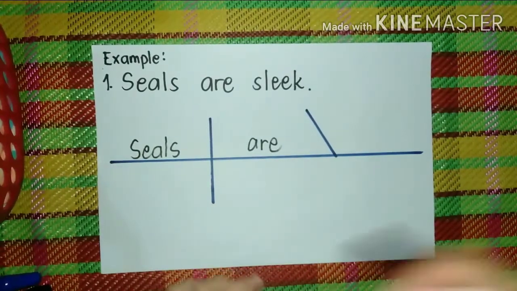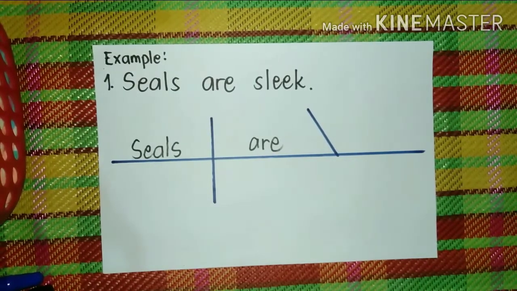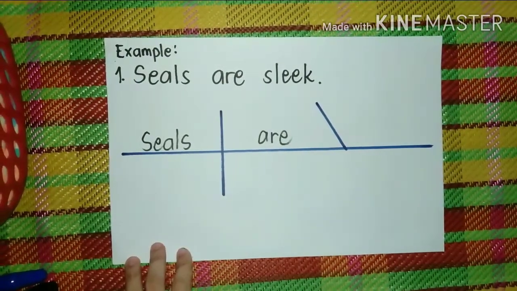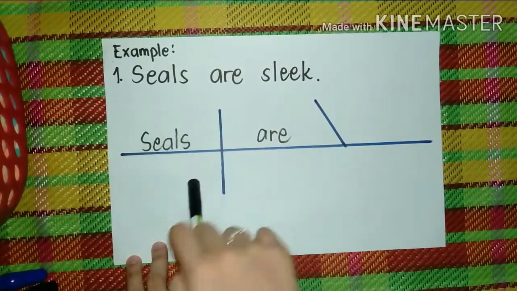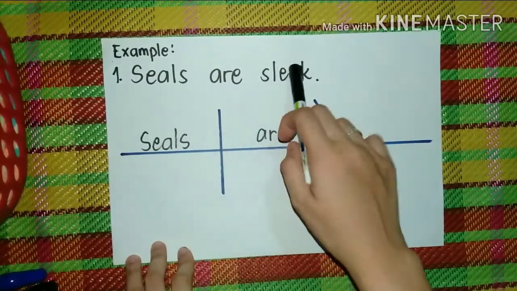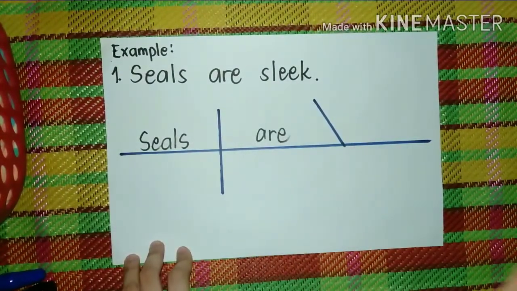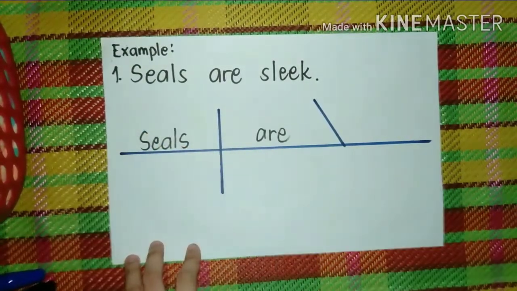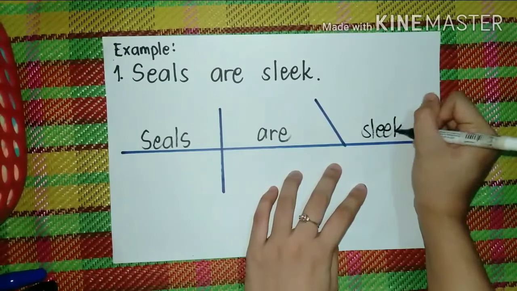Next, the subject complement. Earlier, we said that the subject complement tells more about the subject, the noun. You'll just have to look for a word that describes or tells more about the subject, seals. So, the word that tells more about seals is the word sleek. Sleek means glossy and shiny as well as smooth skin, just like seals because they live in the water. So, we will put the word sleek on this part.